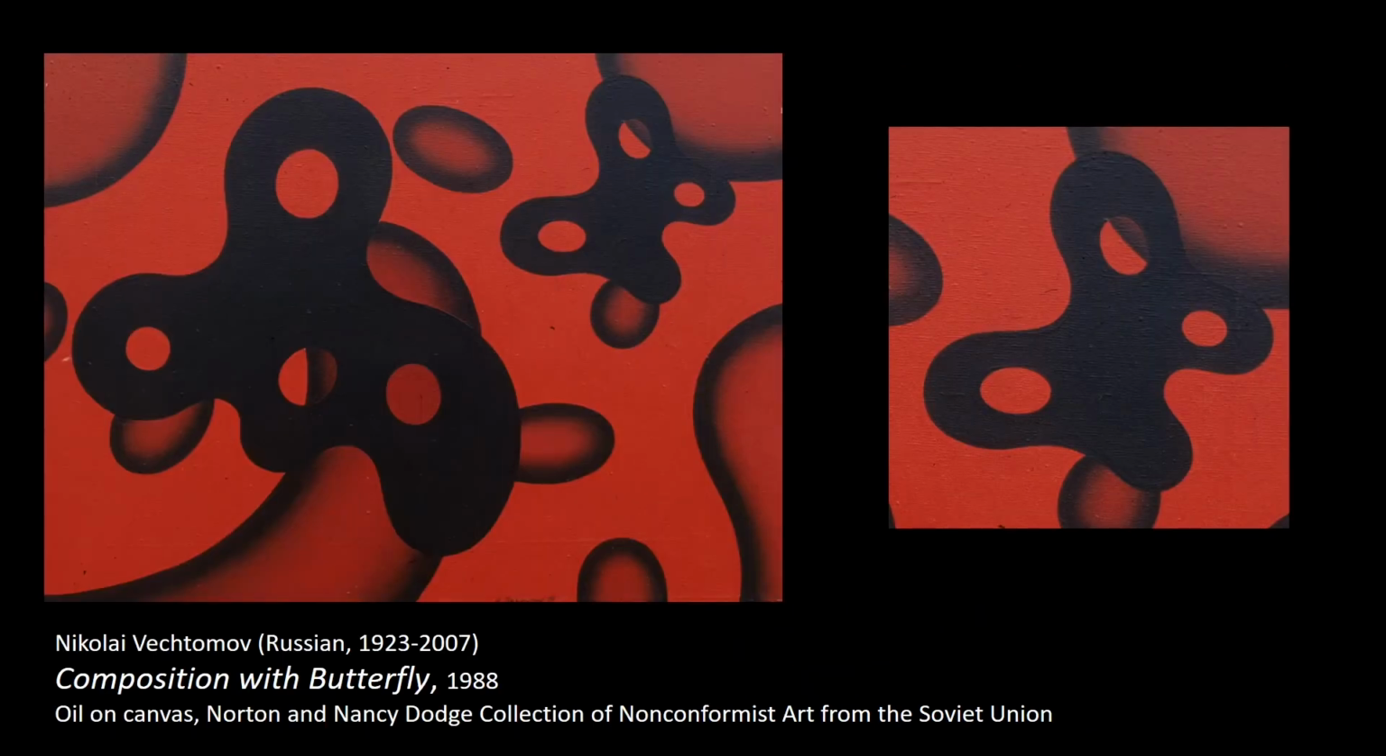Our last image, Composition with a Butterfly, by Nikolai Vechtemov, is very different from the other works we have seen. This artist isn't interested in showing things realistically. Instead, he focuses on curving lines and shapes, and uses just a few colors to create his painting. The butterfly isn't even in the foreground, so it might take a little time to find it among the other flowing shapes.